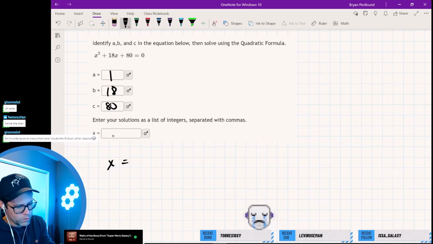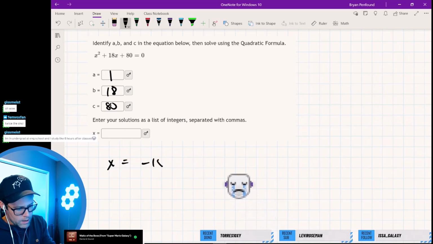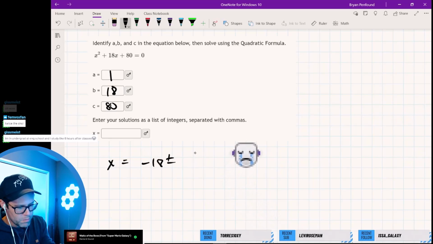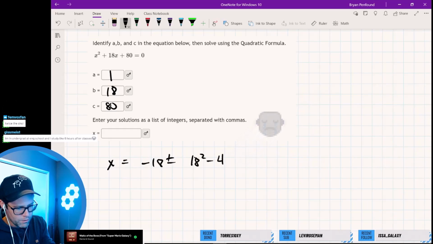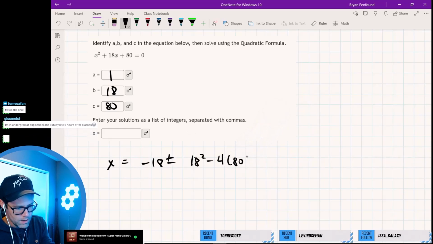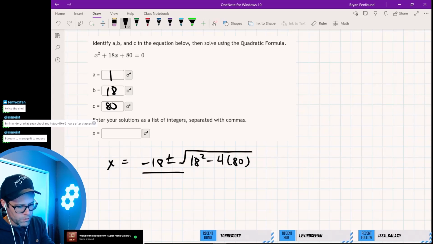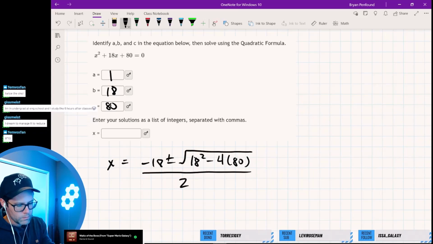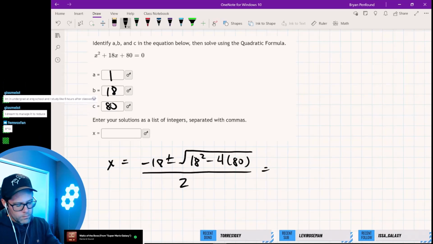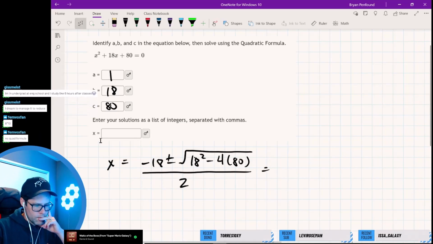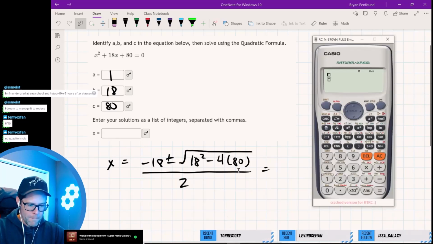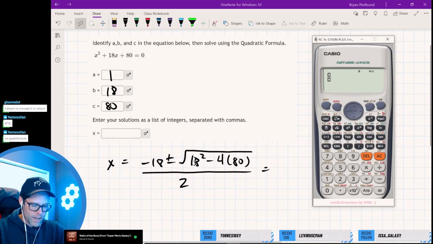That is that x is equal to negative b plus or minus the square root of b squared minus 4 times a times c, all over 2a. Is this going to be big enough? Is this actually going to give us something? Is 18 squared bigger than 4 times 80, I guess?